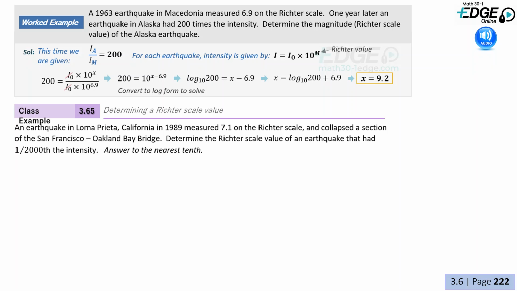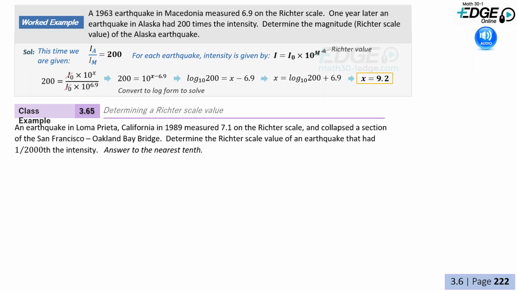Let's take a look at this worked example before moving on to the class example. A 1963 earthquake in Macedonia measured 6.9 on the Richter scale. 1 year later, an earthquake in Alaska had 200 times the intensity. Determine the magnitude, which is the Richter scale value of the Alaska earthquake.